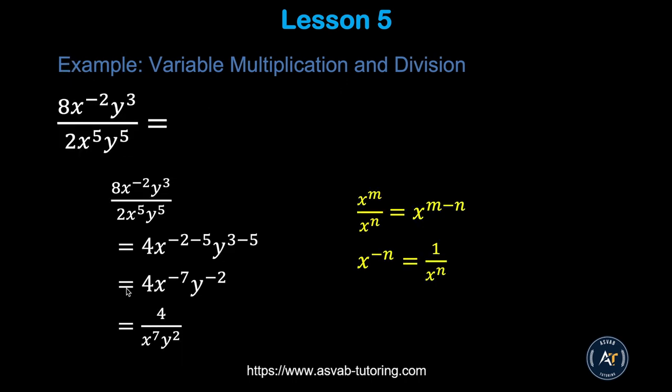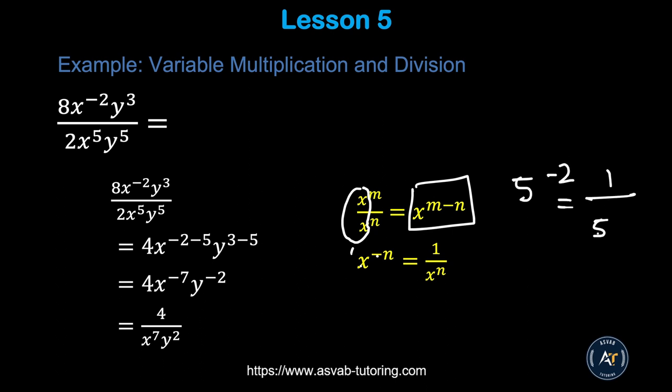The next thing we'll learn is how to divide algebraic expressions. The formula here: if both the top and bottom are x and you want to divide, that means you have to subtract the exponents. Another important thing you need to know: x to the power negative 1 equals 1 over x to the power 1. So 5 to the power negative 2 is 1 over 5 squared. Now let's do this also.